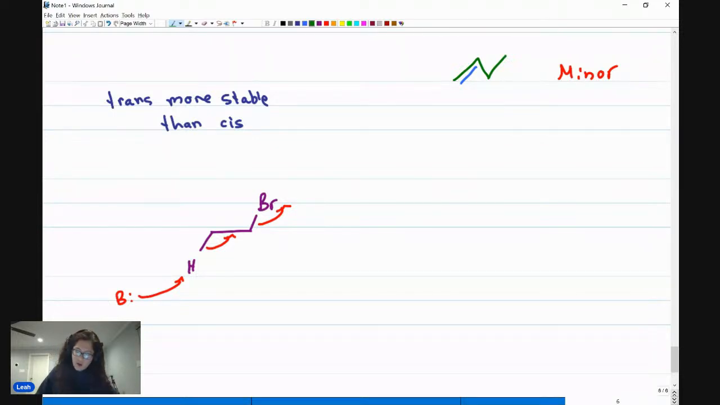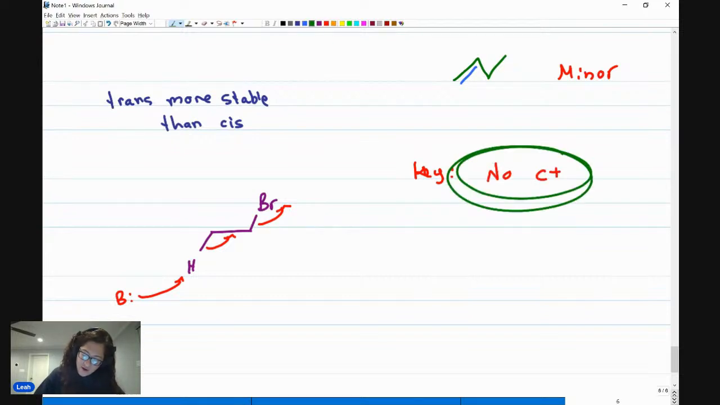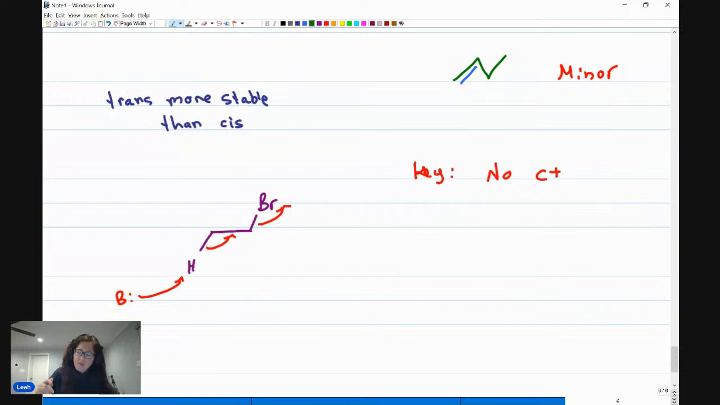And then a couple of keys here, just like we saw for the E1 reaction, no carbocation. Do not ever, ever, ever draw a carbocation for an E2 or an SN2 reaction. The reactant is way too strong, way too fast. There's no time for a carbocation. In fact, this is a fast reaction.